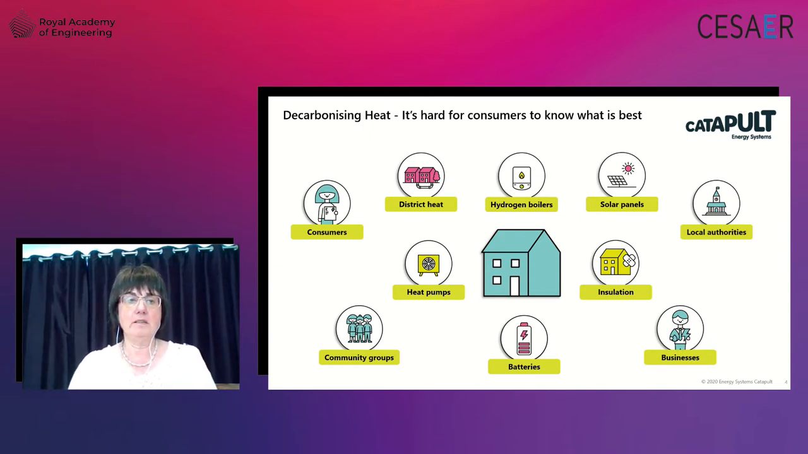As we have heard, decarbonizing heat is one of the most difficult challenges for net zero. It is hard for consumers to know what is best. How should they insulate their house? What technology is right for their home and lifestyle? How would it work? How much would it cost? Who could they trust to provide them with advice?